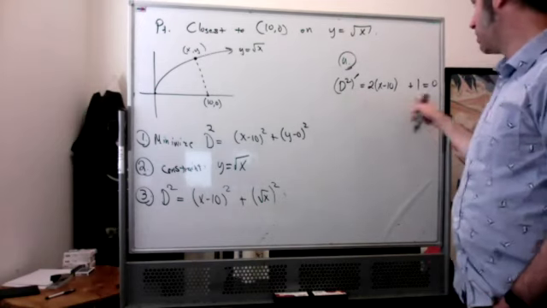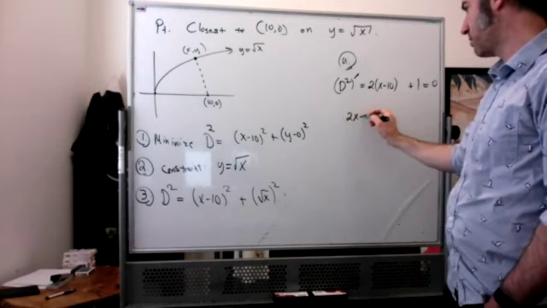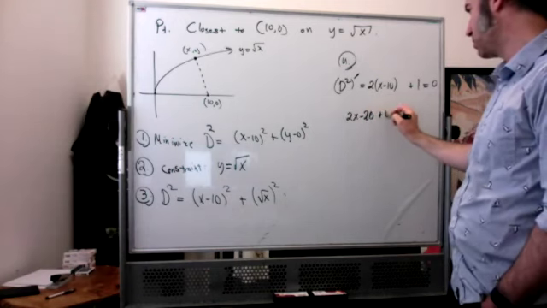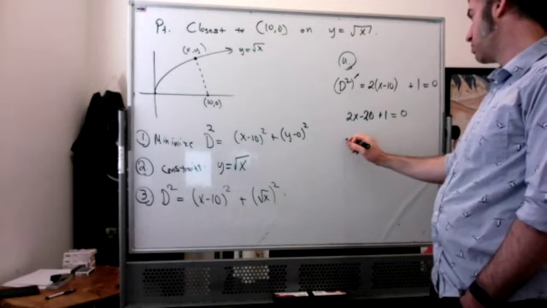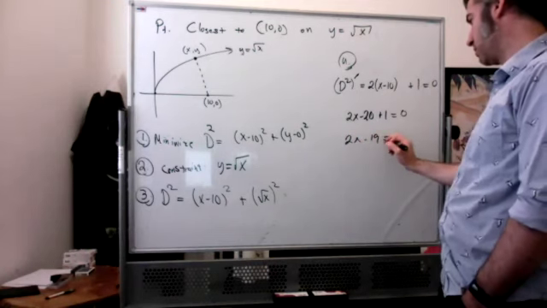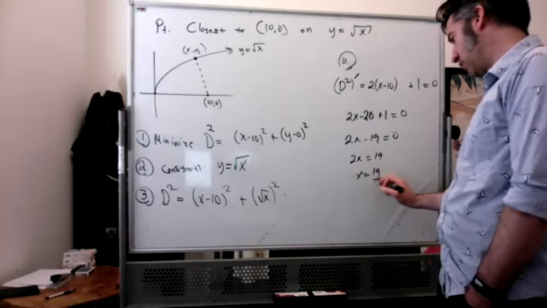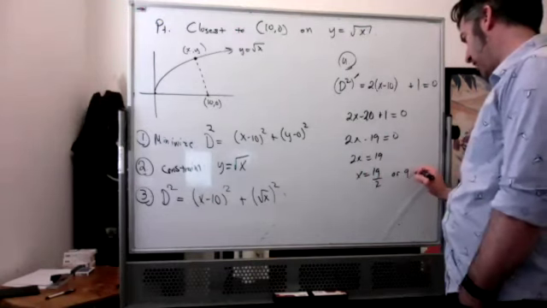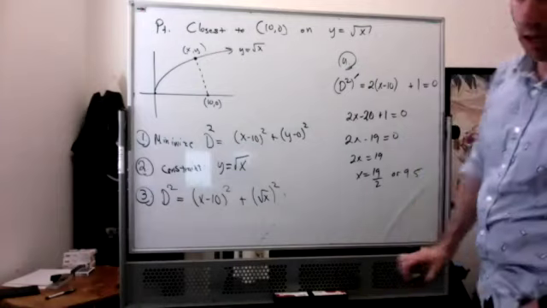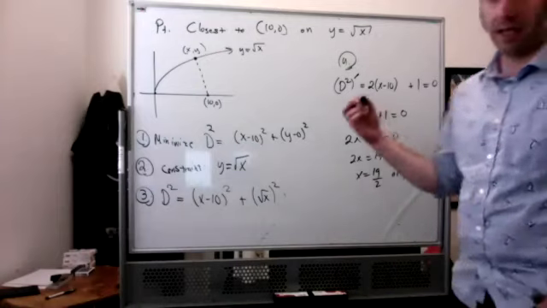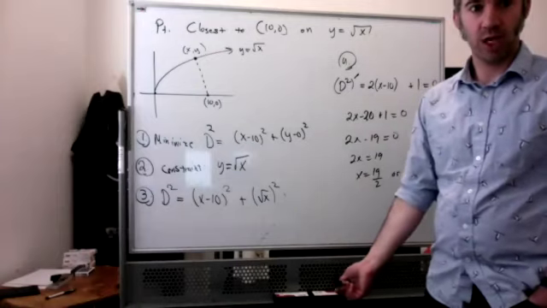Setting this equal to 0, so I get 2x minus 20 plus 1 equals 0. So 2x minus 19 equals 0, 2x equals 19, x equals 19 over 2, or 9.5 if you prefer decimals. Is it a minimum? Good question.